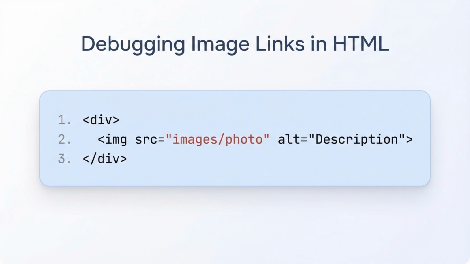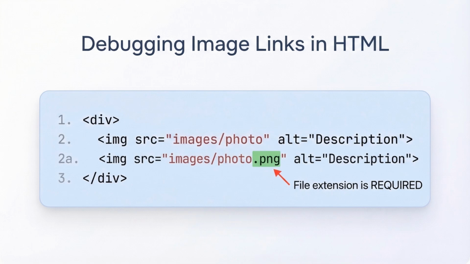A student was getting an error because an image wasn't displaying. The root cause turned out to be an incorrect image link. When you reference an image in HTML using the img tag, the src attribute must point to the exact file, including its full file name and extension.